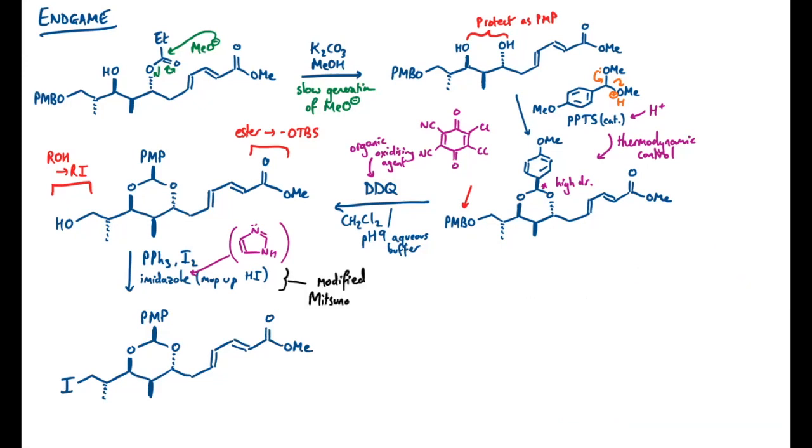The mechanism for this reaction is a modified Mitsunobu or Appel type reaction. The mechanism starts by nucleophilic attack of the phosphorus lone pair onto the iodine.